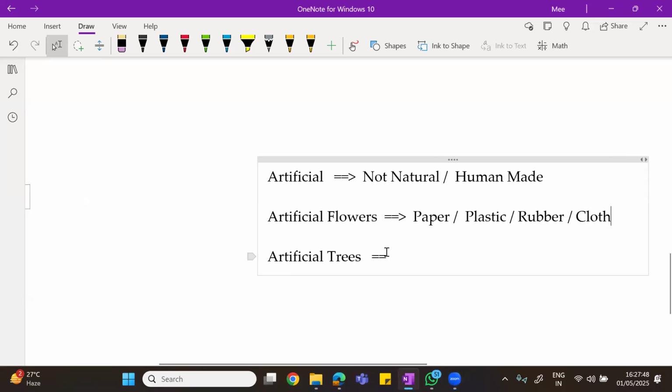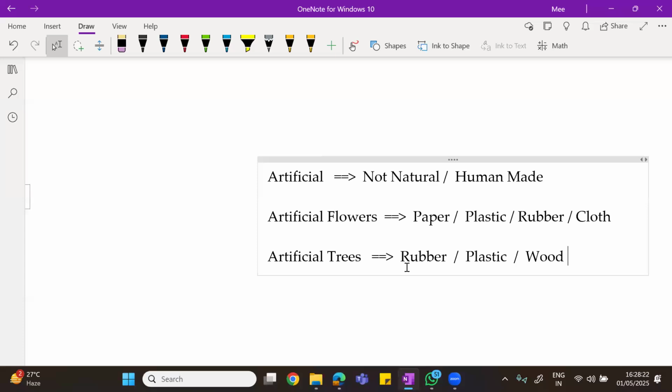Perfect. Thank you. Now, I want to make artificial trees. Again, stick to artificial. That is, someone has made it. Some human has made it. So I will say it as rubber, or we can also say plastic, or we can also say wood. Of course, wood we are getting from natural trees and we are making an artificial one.